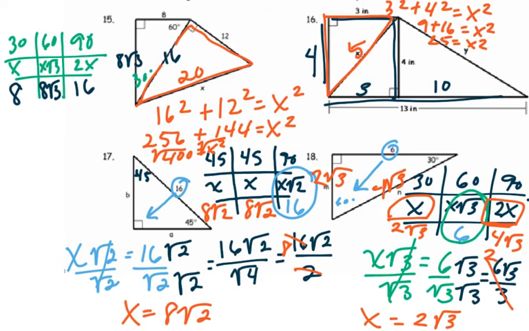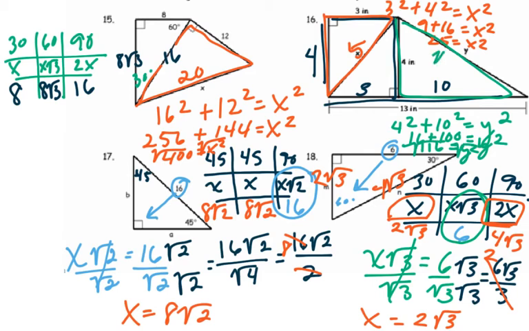Then I'll do the same thing here. Pythagorean theorem. 4 squared plus 10 squared equals y squared. So the answer is the square root of 116, which you could have also written as a decimal. So if there are no angles, then we have to use Pythagorean theorem. If there is an angle, then we use a special right triangle.